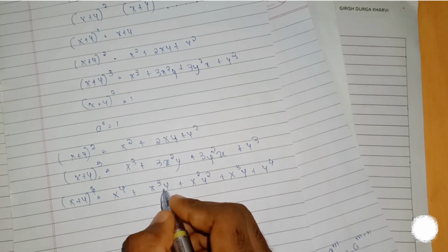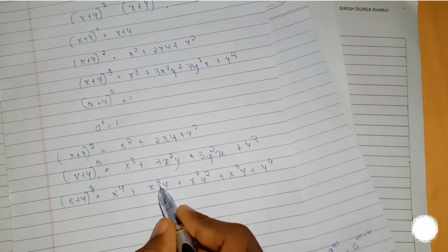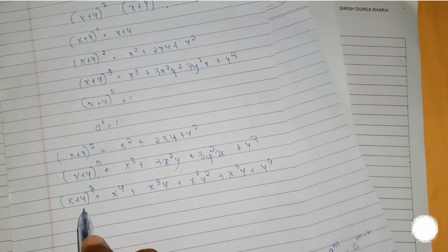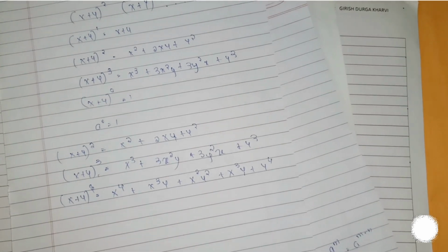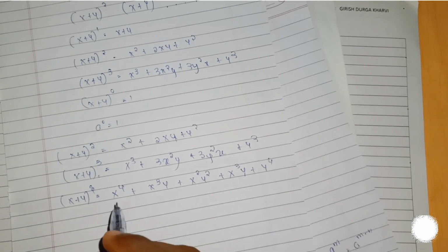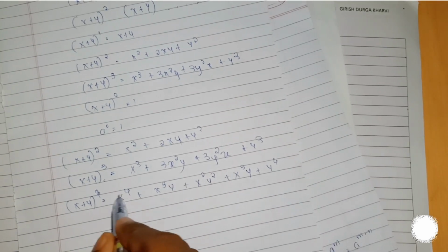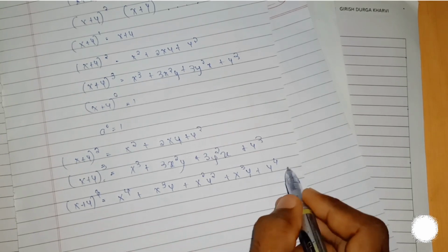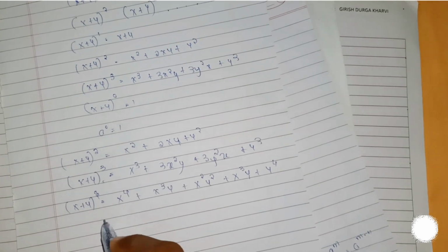We have found another trend here: the sum of the powers of x and y is equal to the power of the identity. And the number of terms is again 5: 4 plus 1, 5. 1, 2, 3, 4, 5. This holds good for all the three trends I have mentioned.